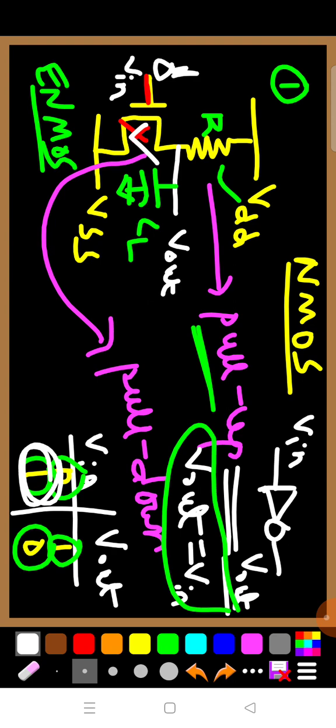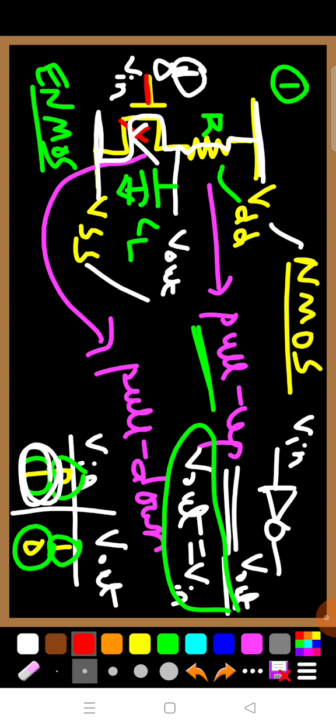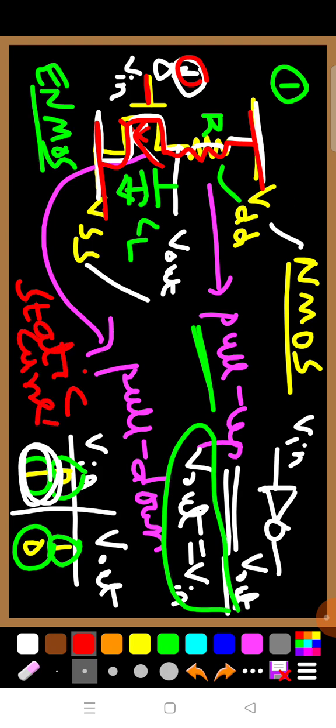But what is the major issue here? You can observe very clearly: when Vin is equal to 1, there is a static path from VDD to VSS. You can observe the static current flow from VDD to VSS. Is it clear? Why? Because this enhancement mode NMOS transistor is in on condition. Therefore, there is a static current flow. This is the huge drawback present here. Static current flow is the drawback.